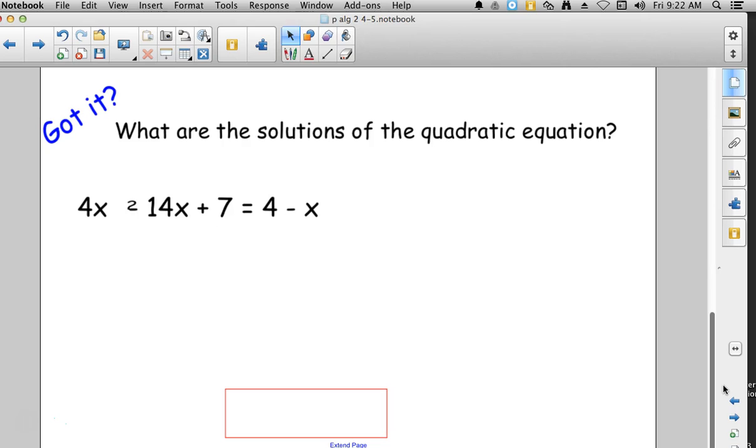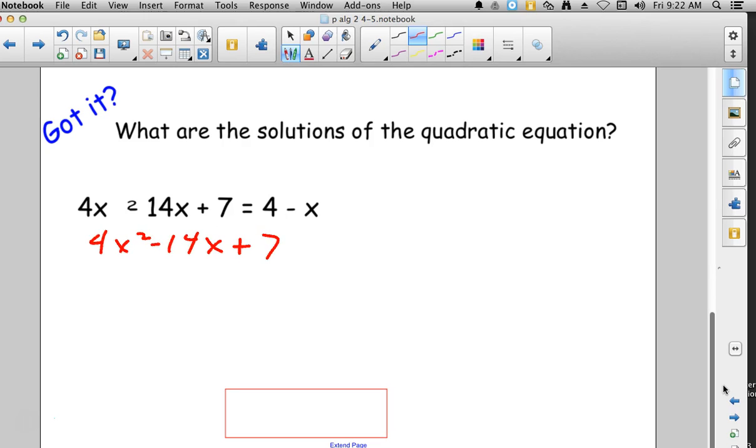Okay. Let's move everything over. Oh my, that's really weird. Ours is not. Yours is good? Ours is 4x squared minus 14x. Okay, I'll just rewrite it so everybody can see it clearly. So what do we do first? Move them on over. Subtract the 4 and add the x.